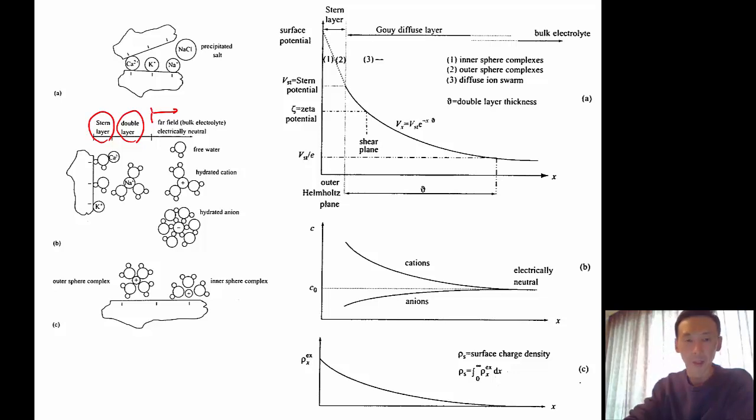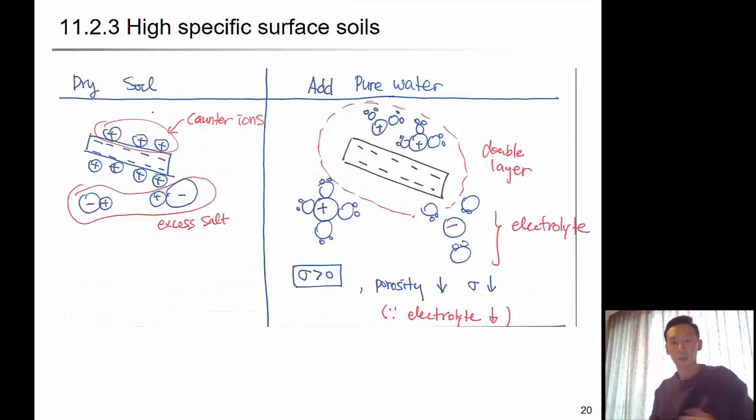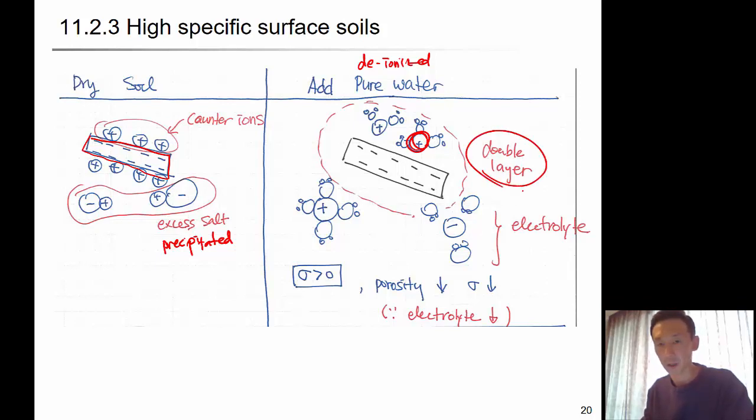So from this kind of image in mind, let's have some thought process for the dry soil and you're adding pure water. So in the dry soil, the dry clay, you have cations balancing the negatively charged clay surfaces here. And there will be some excess salt just precipitated. And when you add the pure water, that means that I'm adding deionized water. There's no additional ions. Then this water will hydrate the cations, and it will form the kind of adsorbed water layer called the diffuse double layer. And also the excess salt will be hydrated.